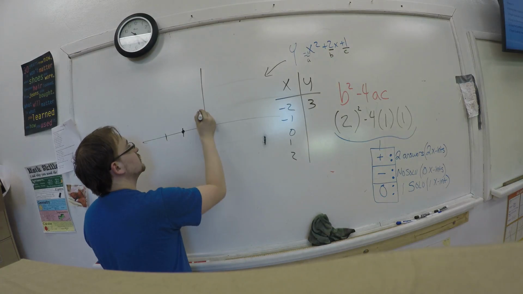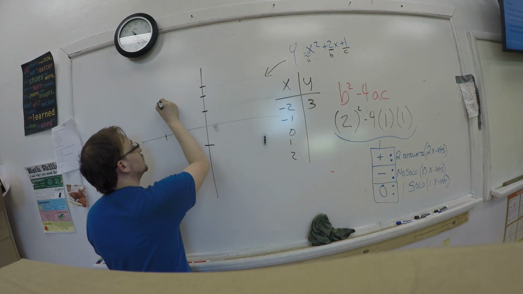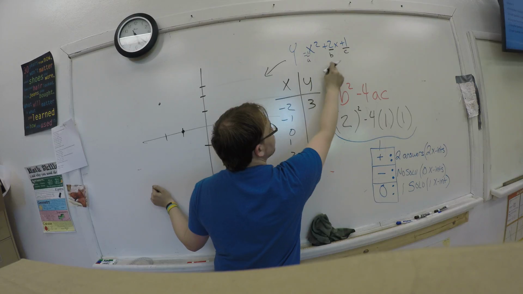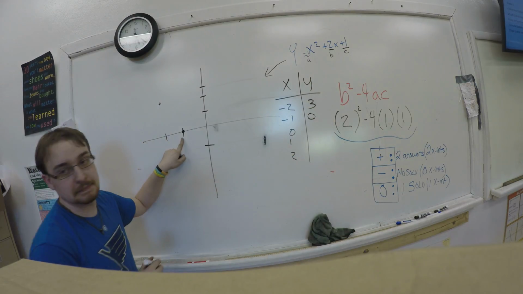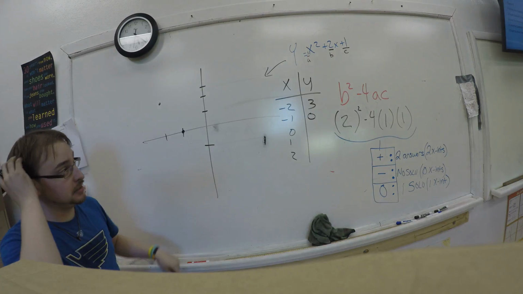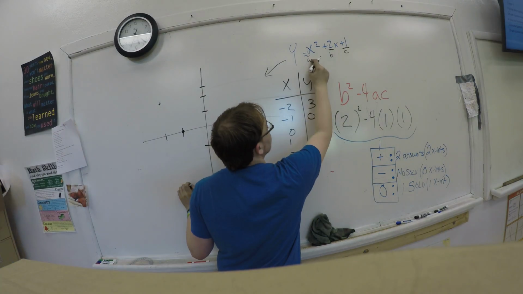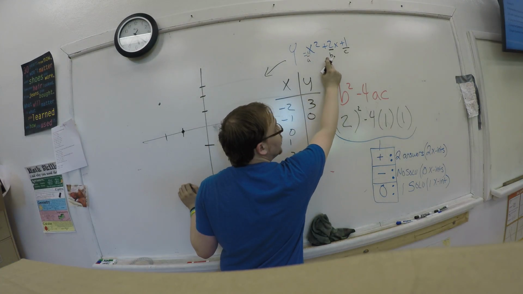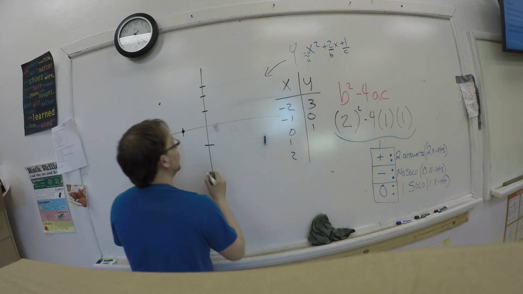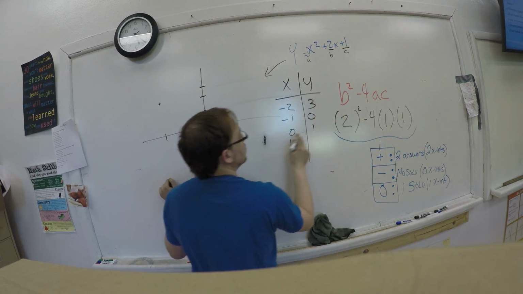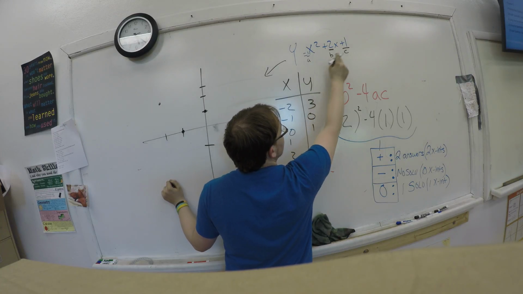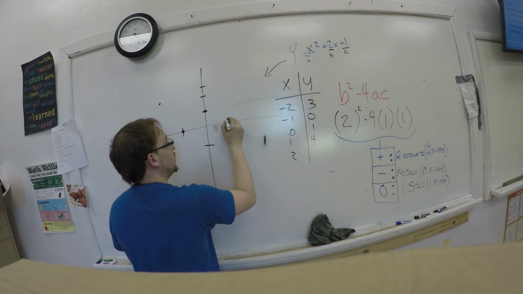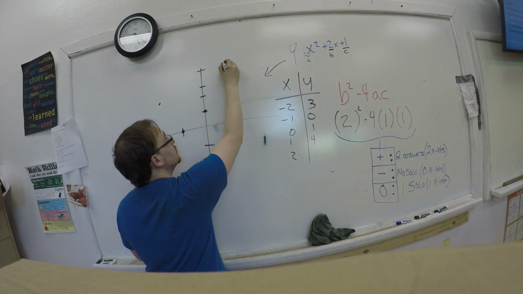Negative 1 squared is 1, minus 2 is negative 1, plus 1 is 0. Hey, look, that's our point. That's kind of nice. Doesn't always happen that way. 0 squared is 0, plus 0 is 0, plus 1 is 1. So 0, 1. Now x is 1. We're going to plug it in. 1 squared is 1, plus 2 is 3, plus 1 is 4. So where x is 1, we got 4.